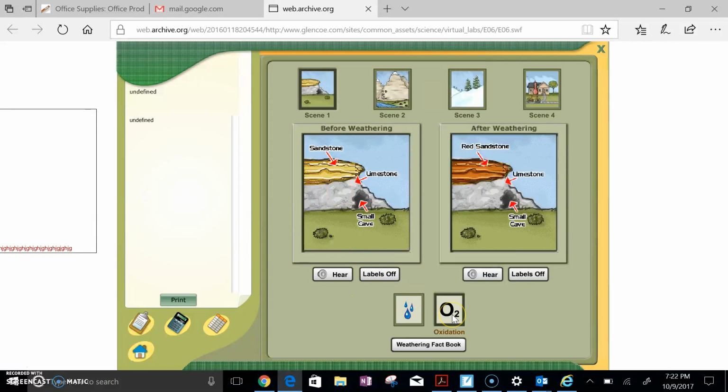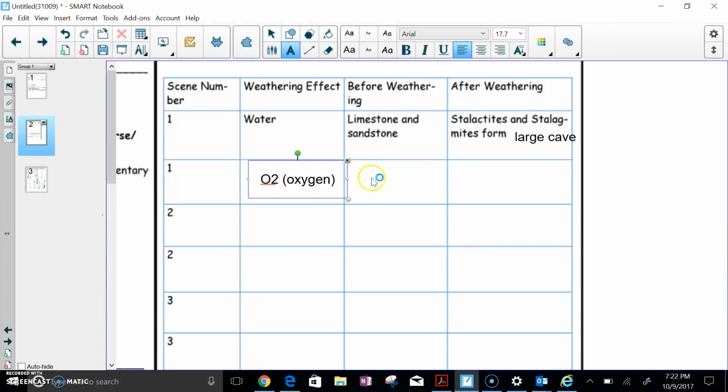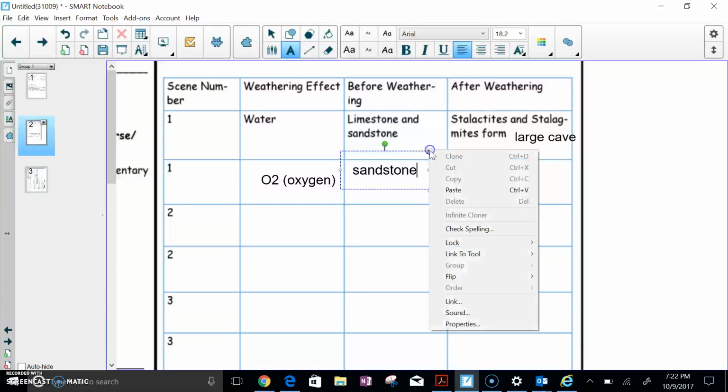So if I click on O2, I go from having sandstone to having red sandstone because oxygen causes oxidation. Oxidation makes the iron in that sandstone rust. And I still have everything else the same. So if I go back to my paper, before weathering I had sandstone. After weathering, I had red sandstone.